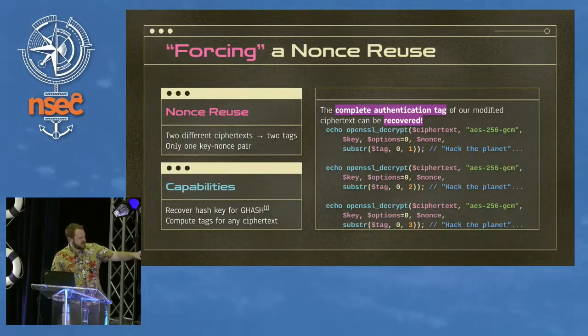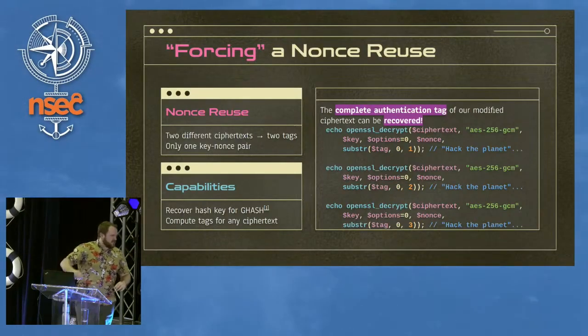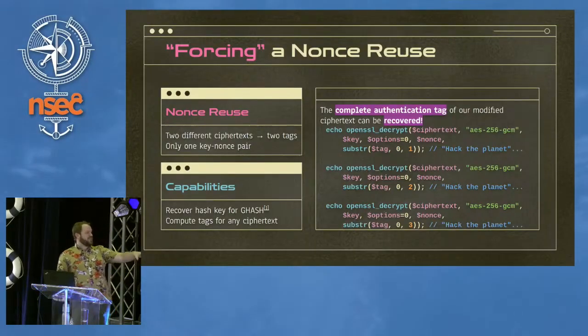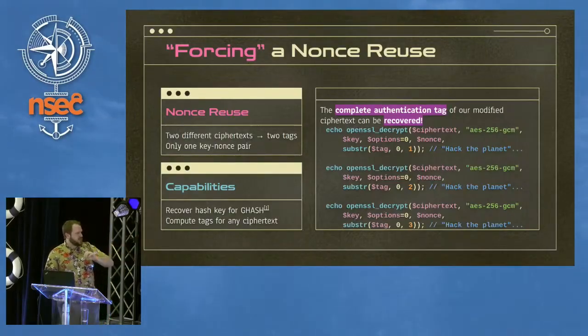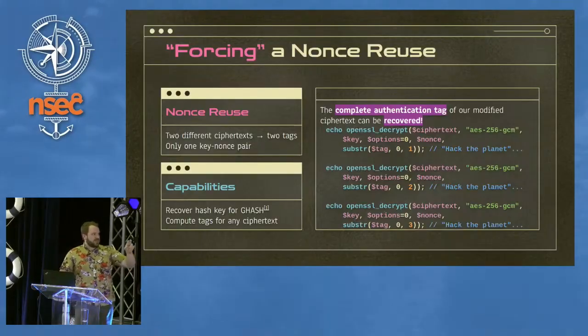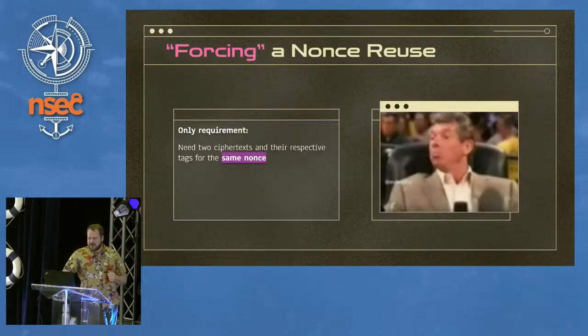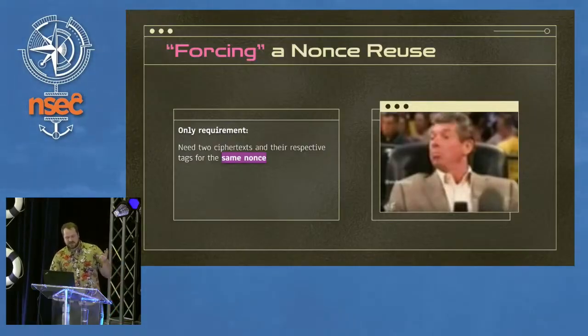It's mathematics. GHASH is a polynomial function, but let's not get into that. I don't have enough time for that. But basically, you can recover the hash key I was talking about, that hash key being derived from the secret key, the encryption key. Now that we can recover it, if we have 2 tags and 2 ciphertexts, we're able to compute any ciphertext. So, let's go with the memes. You have only 1 requirement: you need 2 ciphertexts and their respective tags for the same nonce.